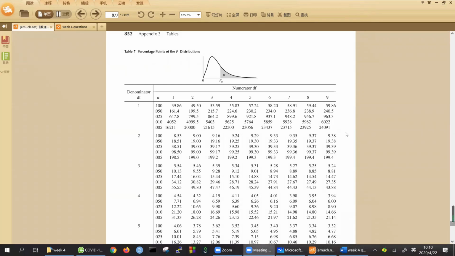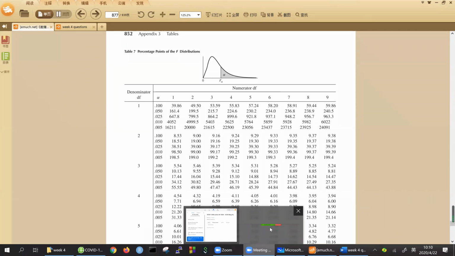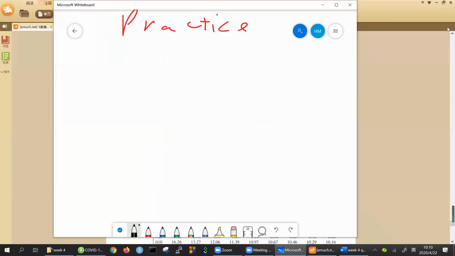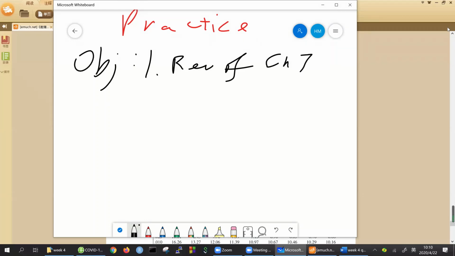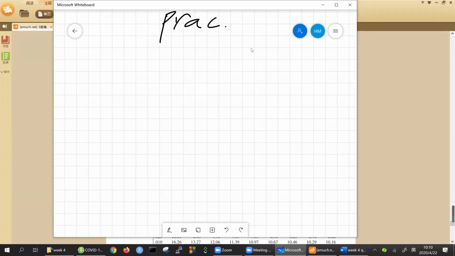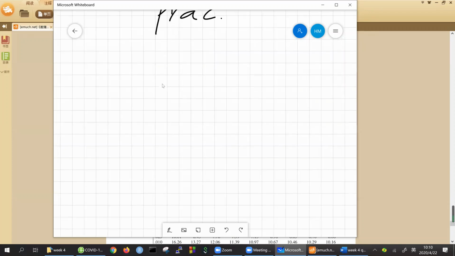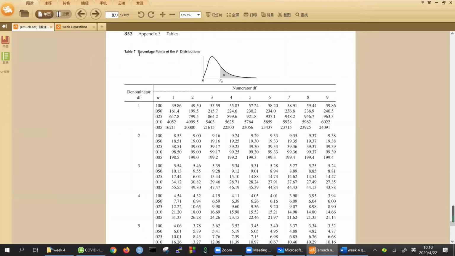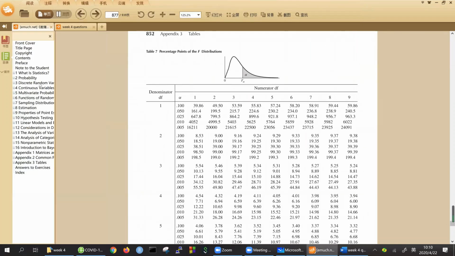So going back to my whiteboard, the objectives: 1, review of chapter 7, and 2, plus. Okay, so now we all know where we are going. I am going to start with a very short, very brief review of chapter 7.